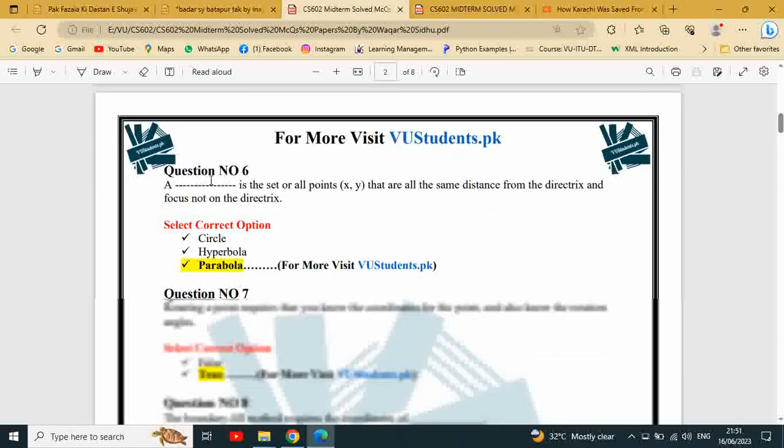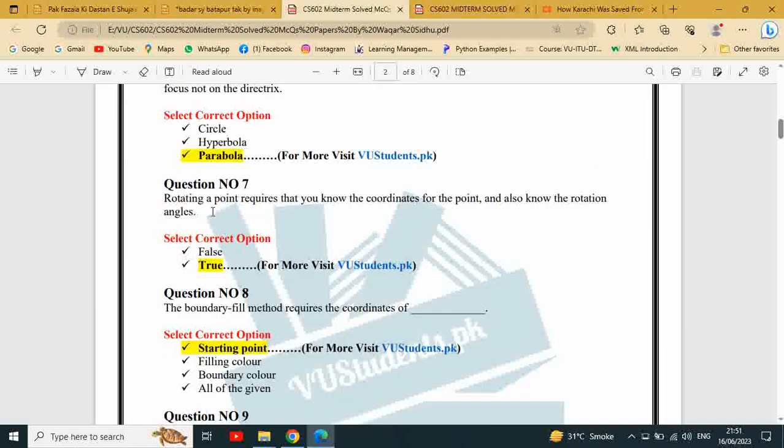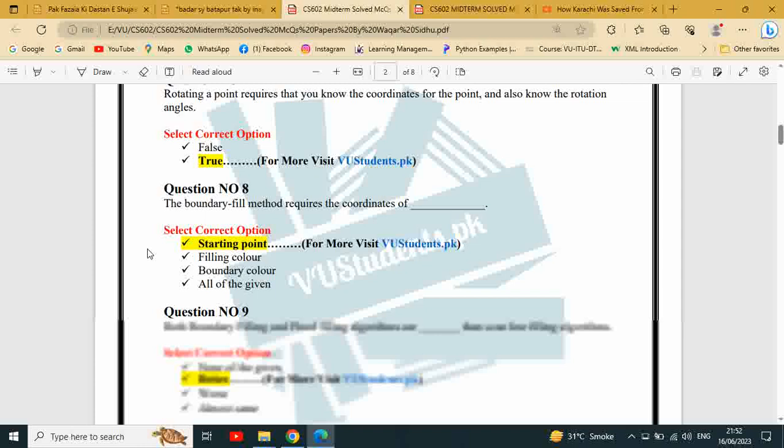A dash is a set of all points x, y that are all the same distance from the directrix and focus, not on the directrix. Parabola is the answer. Next question: Rotating a point requires that you know the coordinates for the point and also know the rotation angles. True.